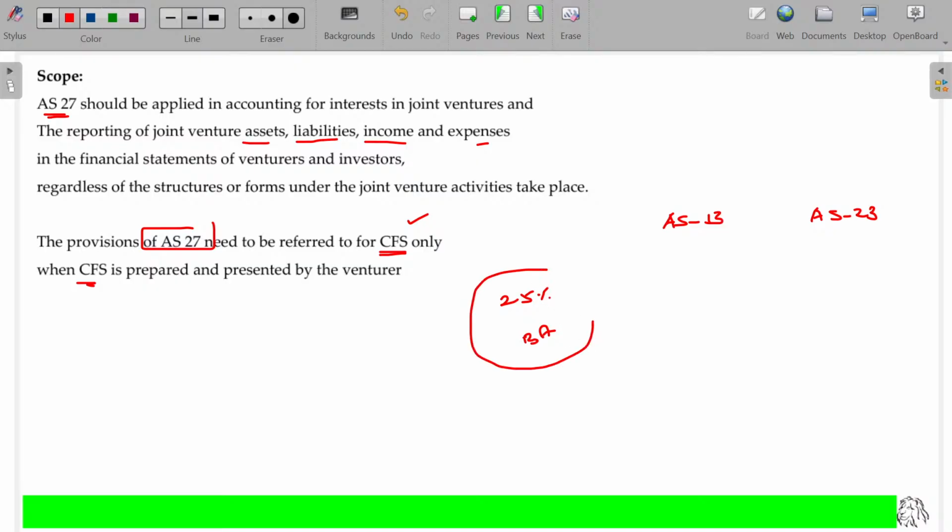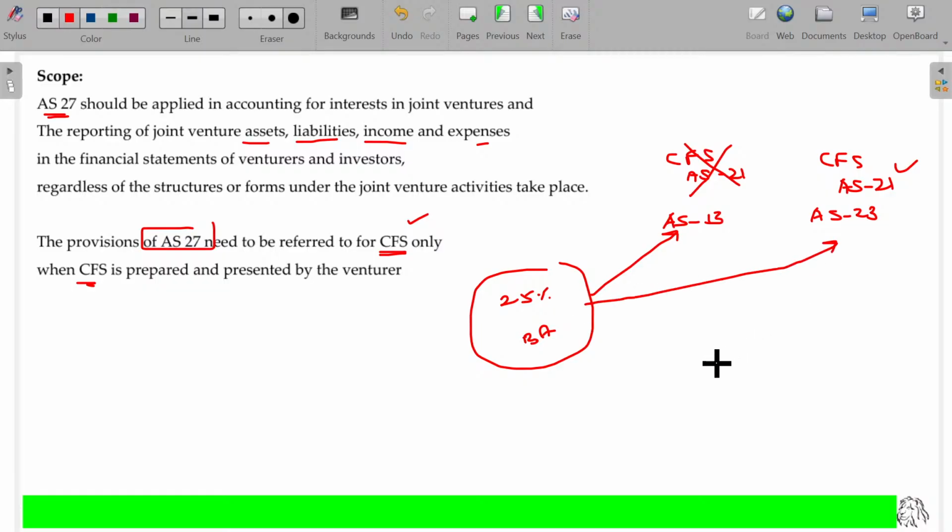This investment will be shown as investment under AS 13 if CFS as per AS 21 is not needed. If CFS as per AS 21 is needed, then the same will be prepared as per AS 23. Similarly, in case of joint venture also, this method will be applicable once we plan to prepare the consolidated financial statement as per AS 21. Else, it's merely an investment only. Is that clear?